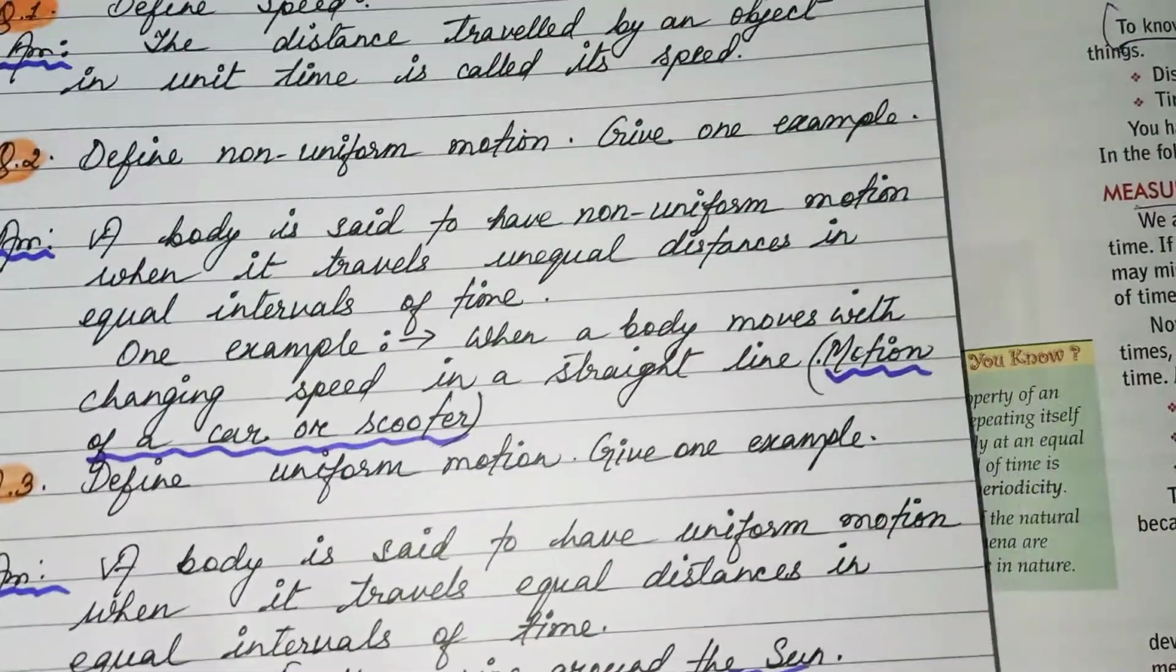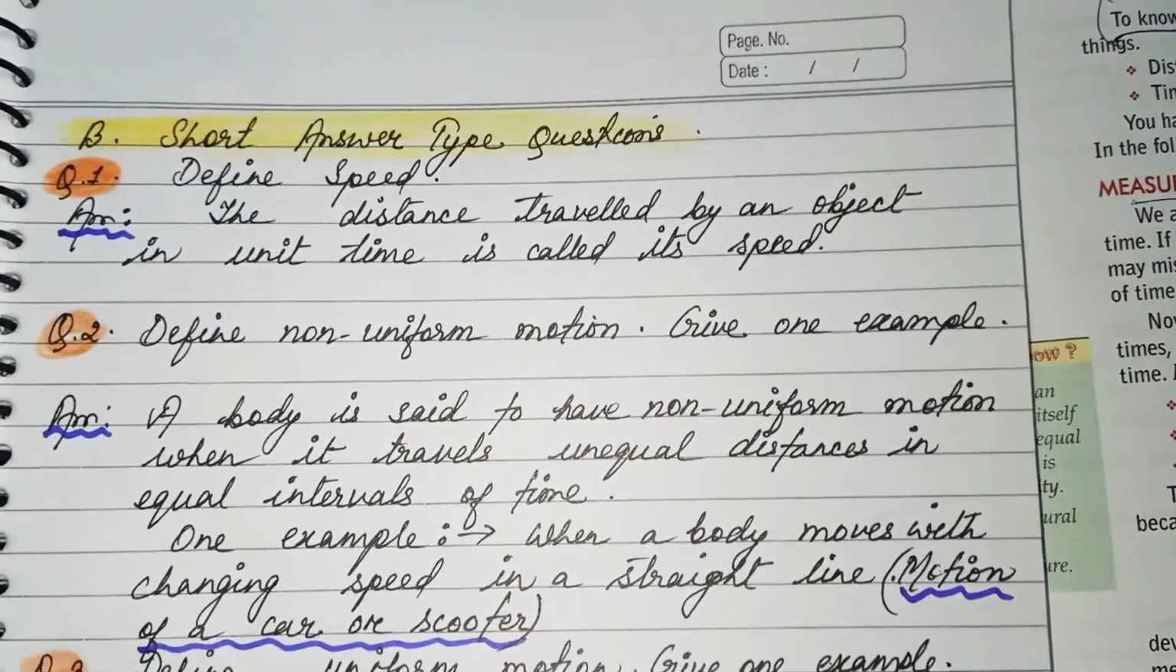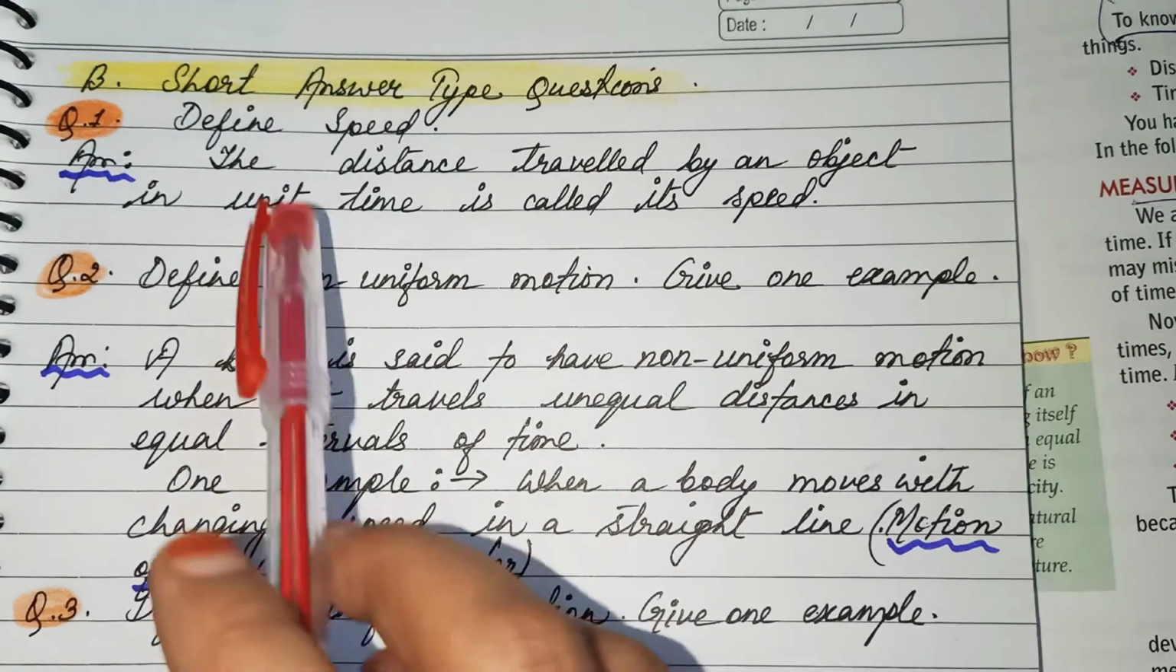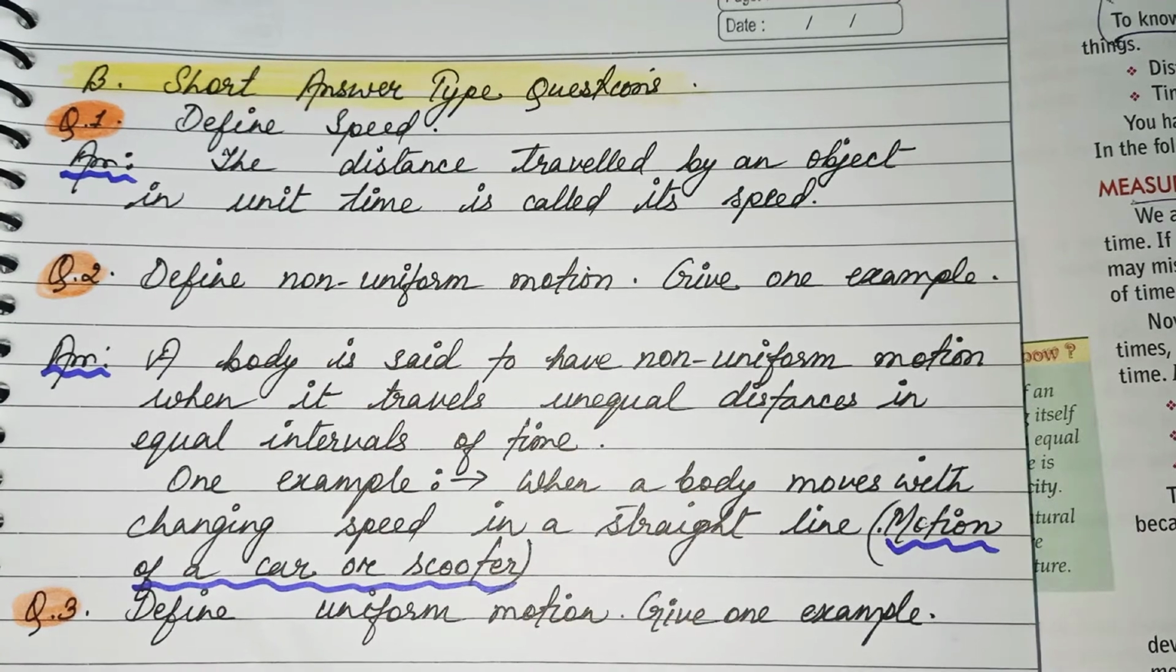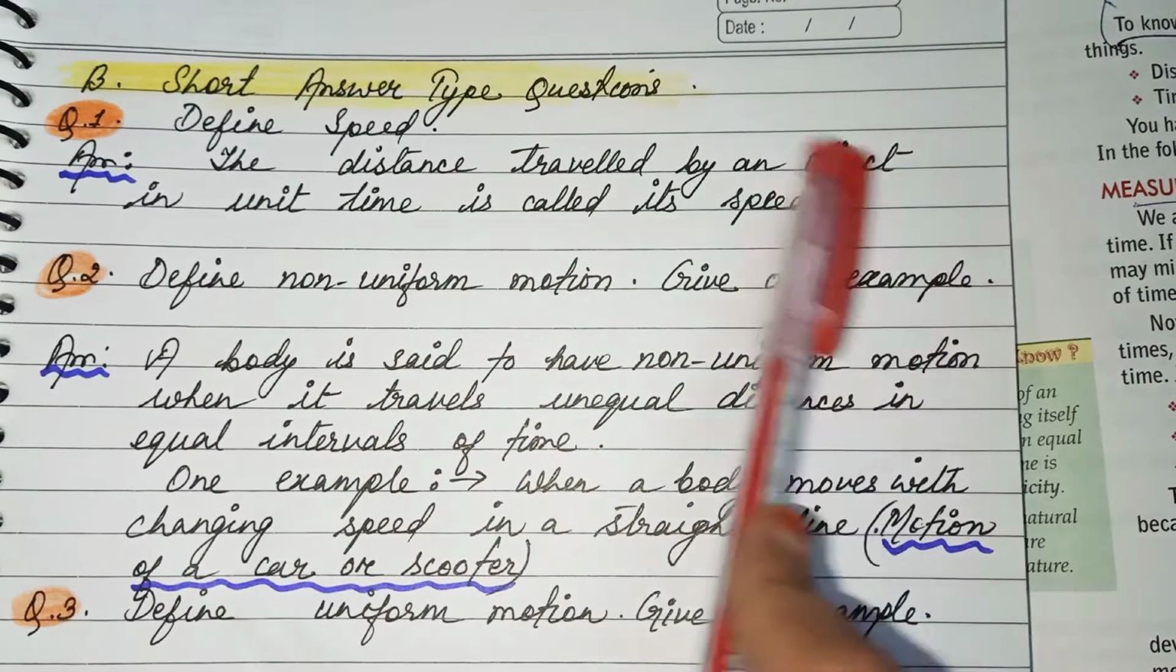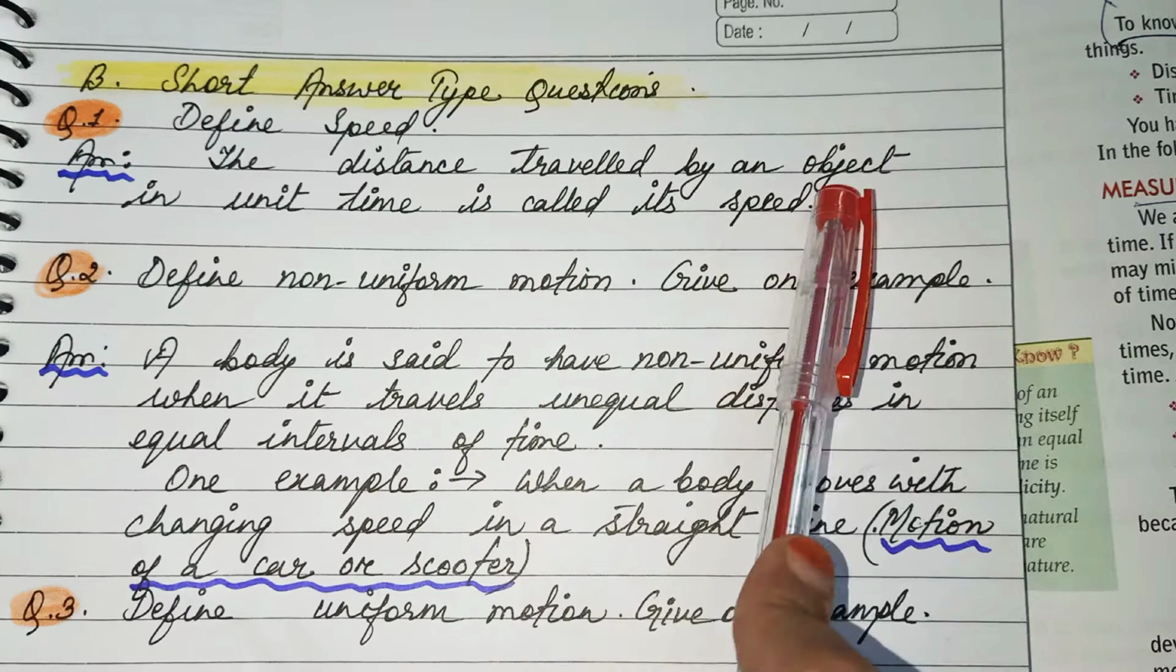Then in B section, short answer type questions. Question number 1, define speed. So here you have to write the definition of speed. The distance traveled by an object in unit time is called its speed.